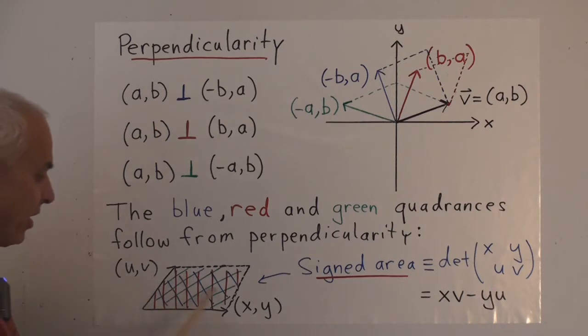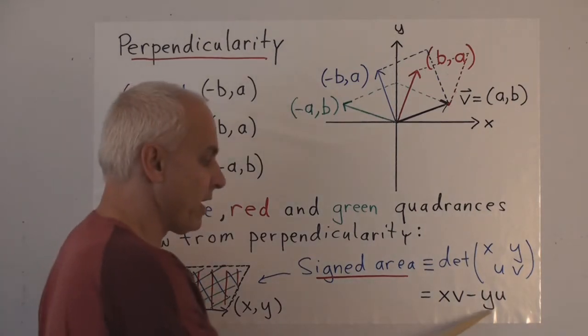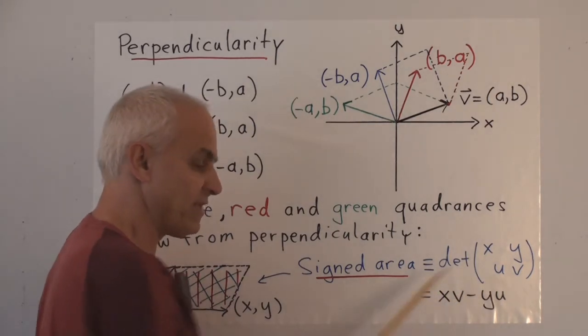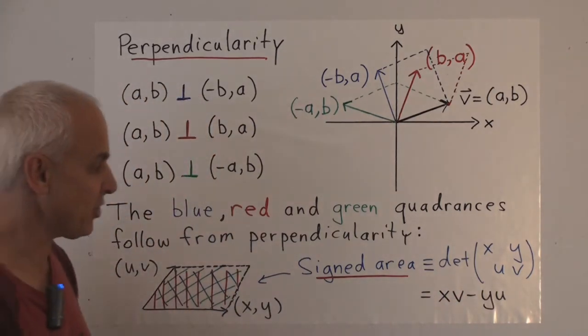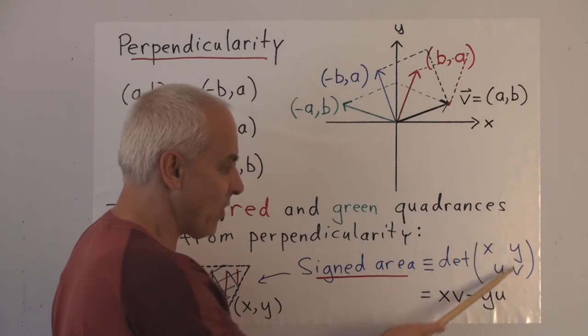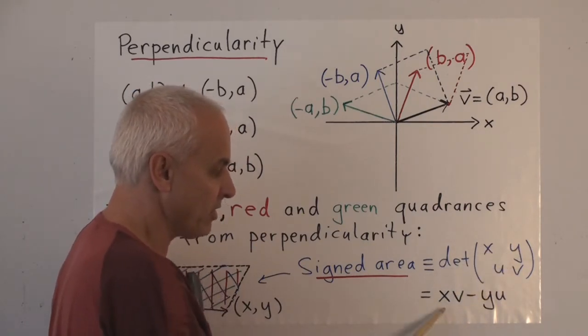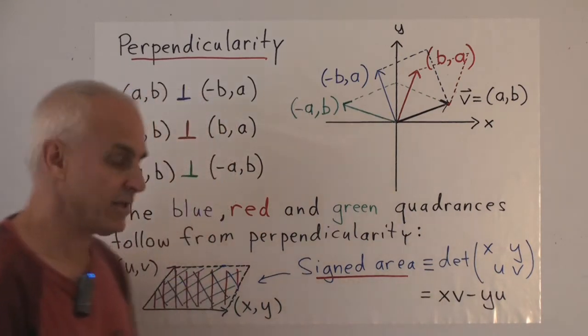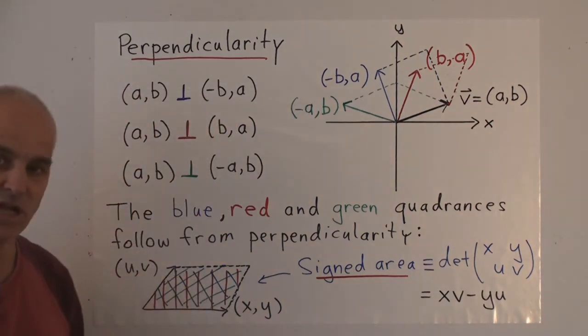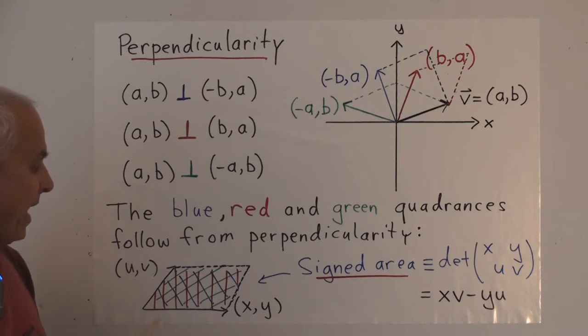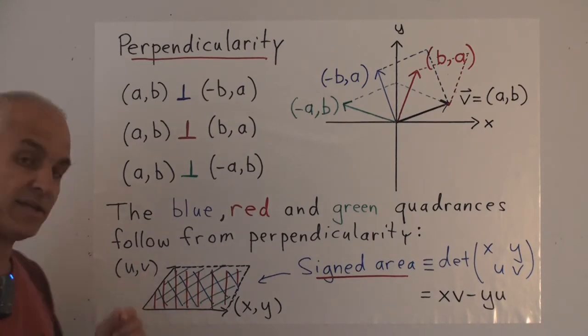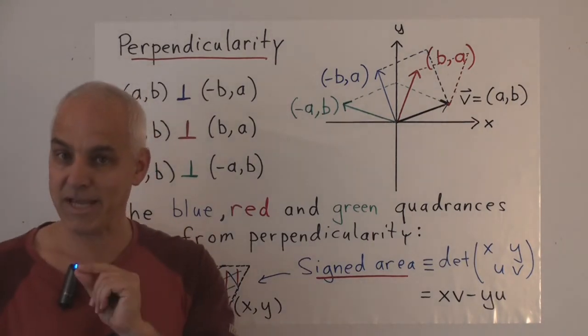And the area, or the signed area, of that parallelogram can be given by this formula here. And for those of you who have seen determinants and matrices, you can write it as the determinant of xy uv, which is x times v minus y times u. So this expression here describes the area of such a parallelogram. And it's an expression that's independent of a notion of perpendicularity.